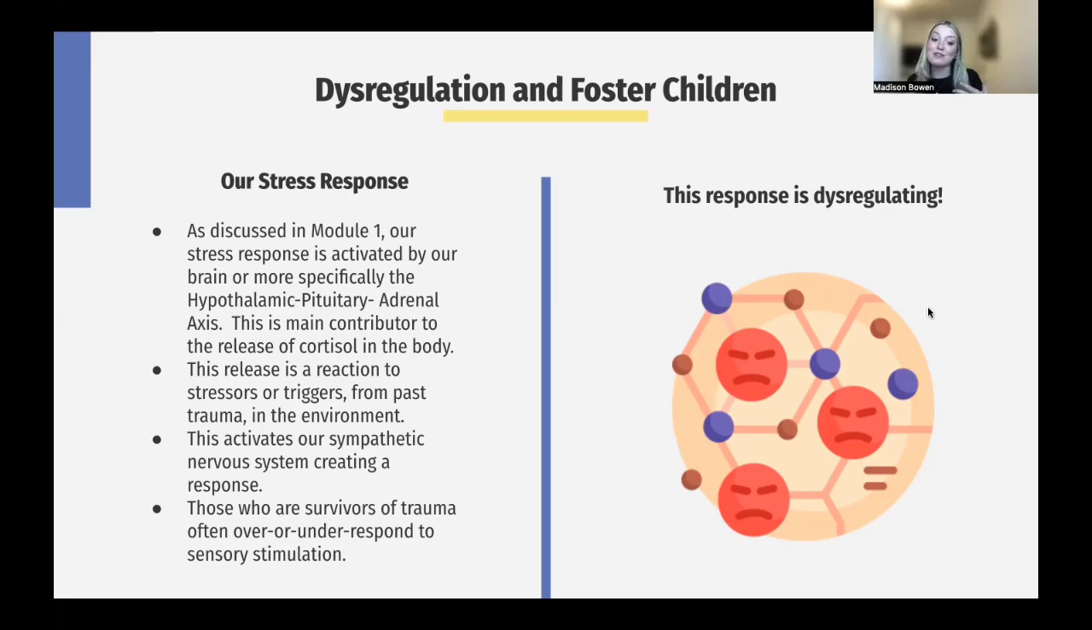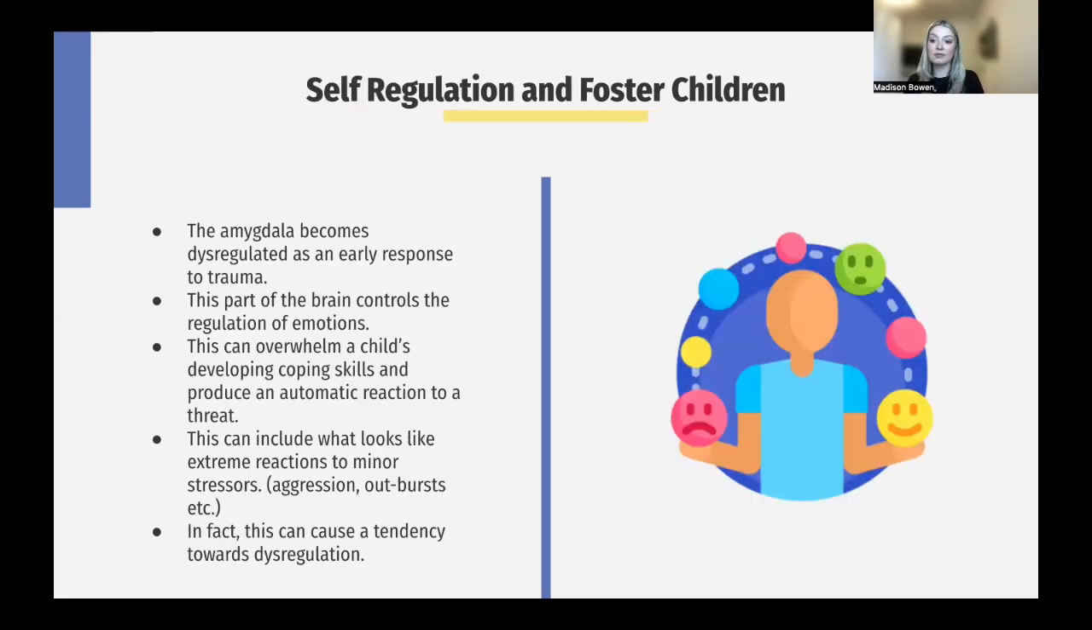Those who are survivors of trauma often under or over respond to sensory stimulation. Additionally, the amygdala becomes dysregulated as a response to trauma. This impacts the child's ability to cope with majorly and even minorly stressful situations and can produce an automatic response. This can look like extreme reactions to minor stressors on the surface, but is in fact dysregulation. Something is out of equilibrium for these children.